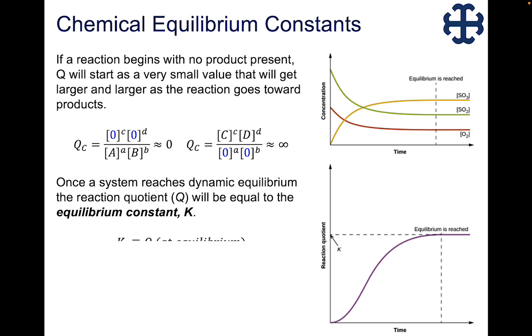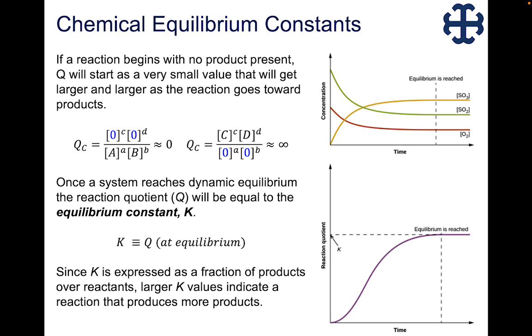And so once a system reaches that dynamic equilibrium, we call it K. And so an important take-home point here is that K and Q are calculated the exact same way, and they're going to be equal at equilibrium. And so K is just Q when we are at equilibrium. Q is not equal to K at any point we are not at equilibrium. Okay?